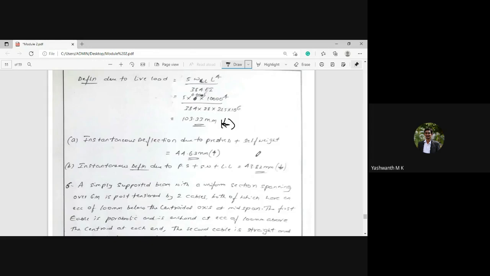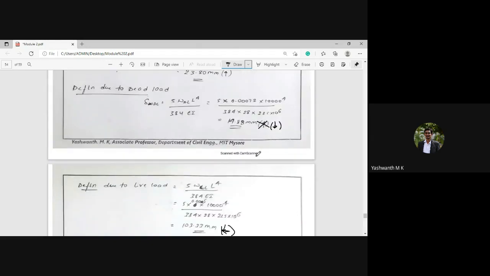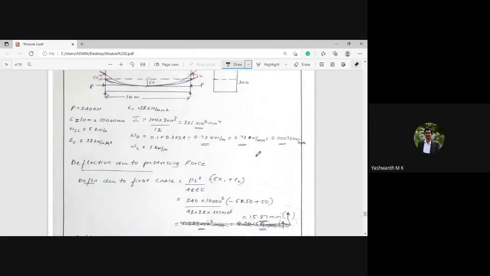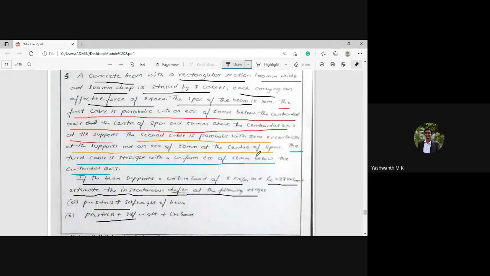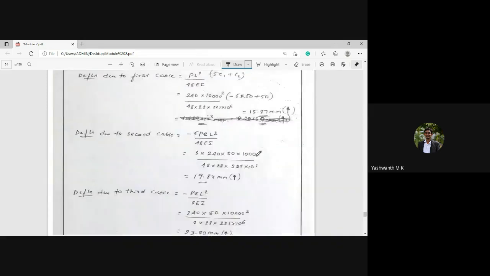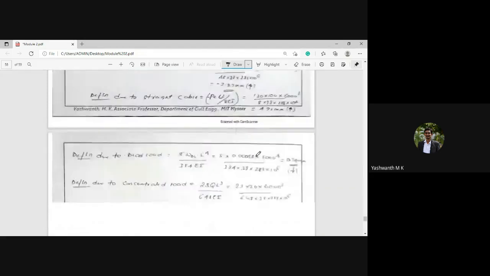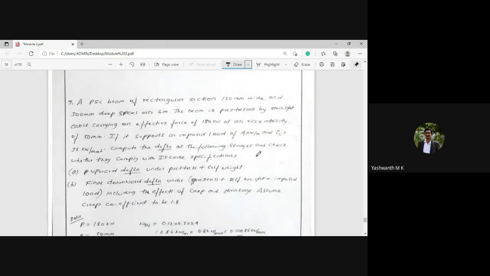Is it clear? So like this, we need to solve the problem if you are going to come across this type of problem in the examination. Is it clear? So hope you have understood this problem. Okay, so let me proceed with the next problem. So now the next problem says like this.